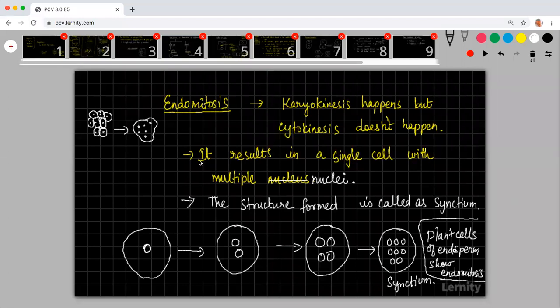Multiple fission means many cells should form. Here many cells are not forming, so we cannot call this multiple fission. Are we understanding? Okay, so with this, mitosis is over.